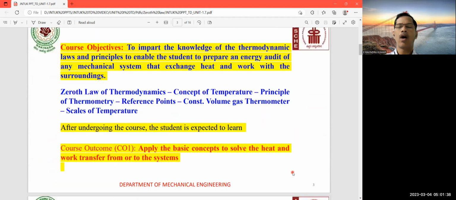So the outcome from this particular content is applying the basic concepts to solve the heat and work transfer to or from the system. That is, how you can make the heat transfer calculation, whether heat is to be added or heat is to be removed. Next is work to be done by the system or work done onto the system, that is work supplied to the system or work done by the system. So those particular calculations are going to be done.